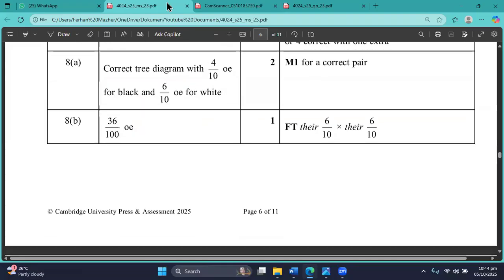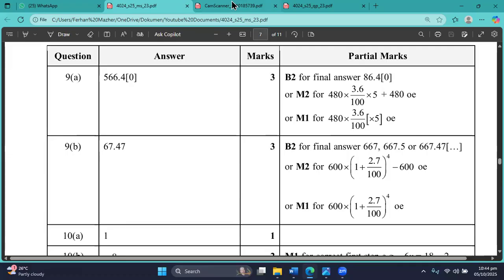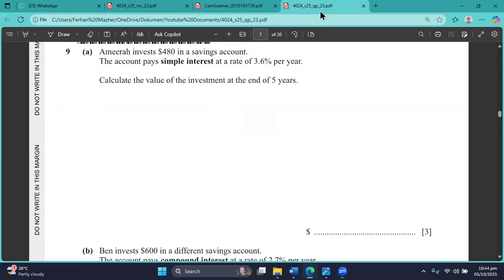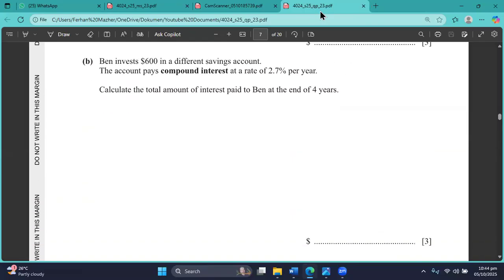566.4. So let me check if the answer is right, sir. The answer is perfect. Okay, then we have the next question. This is question number 9, B part. Ben invests $600 in a different saving account. The account pays compound interest at a rate of 2.7% per year. Calculate the total amount of interest paid to Ben at the end of the 4 years.